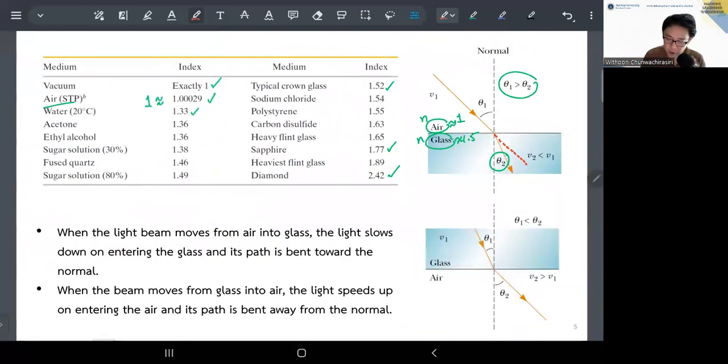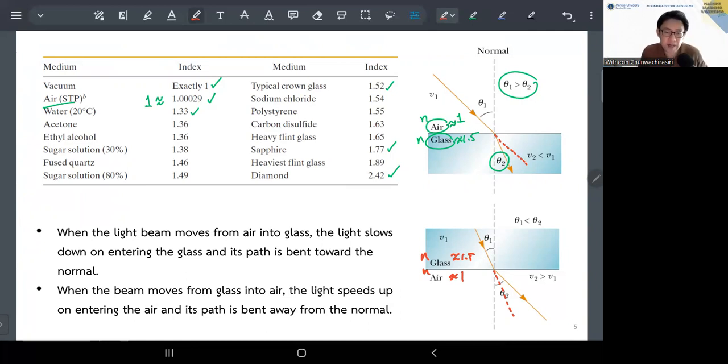So the opposite will happen if you want to come from glass to air. So n of glass is about 1.5. n of air is about 1. Now you're coming from big n to smaller n. So in this case, you're going to have bending away from the normal line. So the light is trying to deviate away from the normal when you're going from a big to a small index of refraction. See, there are only two possibilities right here.